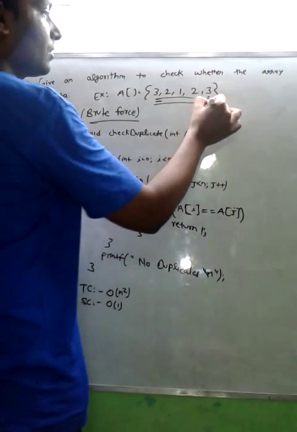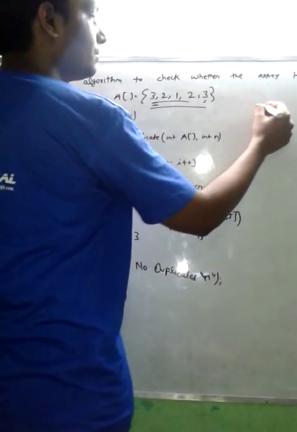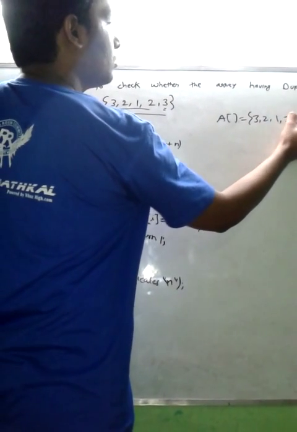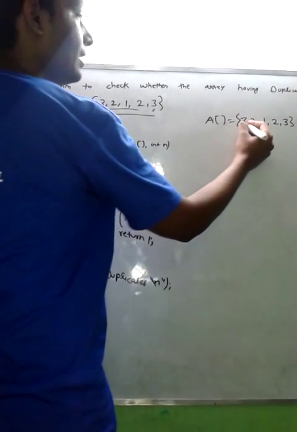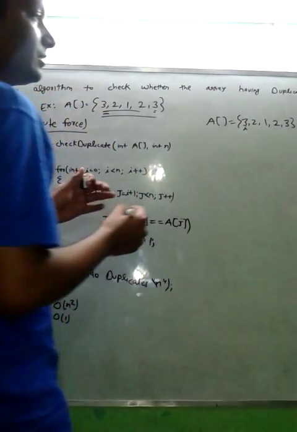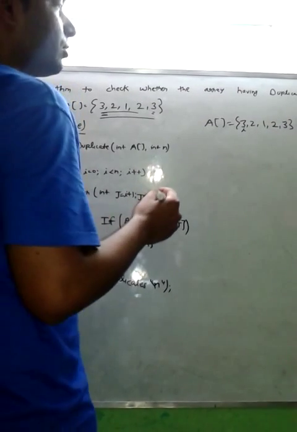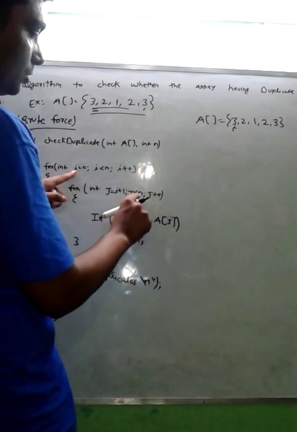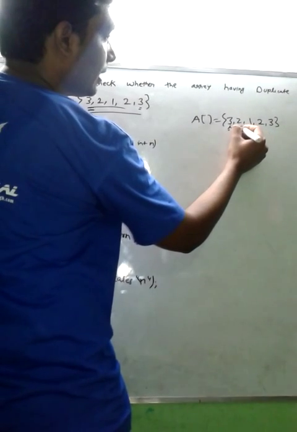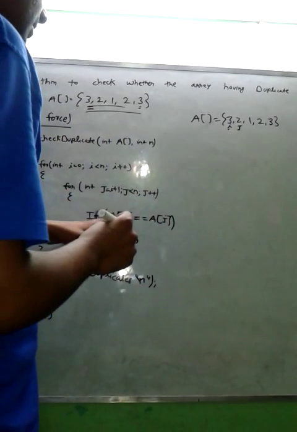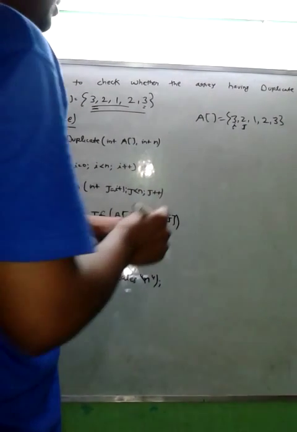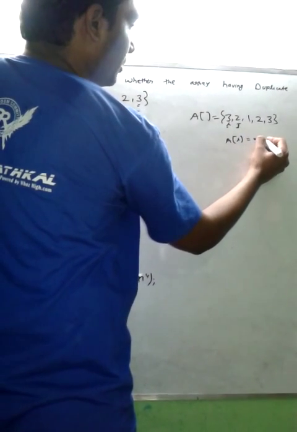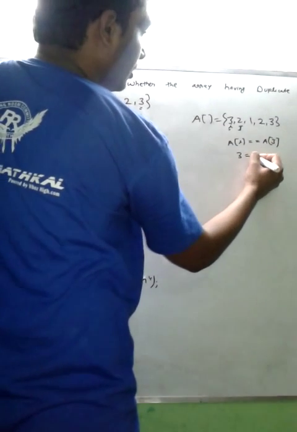Suppose this is the array: 3, 2, 1, 2, 3. Now i is here, as we are considering the starting index from 0. So i is here and j goes from i plus 1 to n. j will be here right now. So we are checking whether a[i] equals a[j]. So, 3 equal to 2?